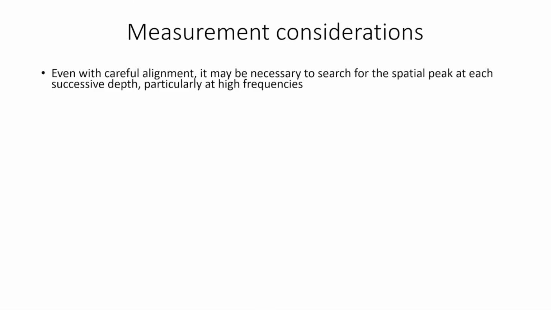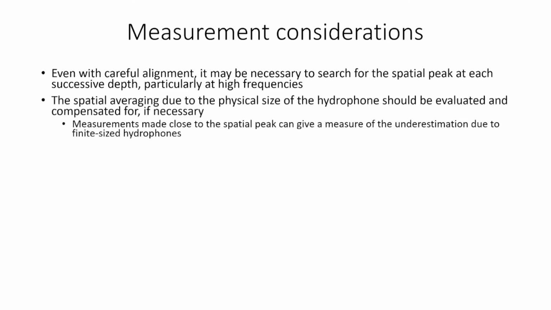This is particularly relevant at high frequencies, where even a very small shift of a quarter of a millimeter could drastically change the output you're measuring. So what we do, especially with high frequencies, is at each depth we'll do a small search left and right to make sure the measurement we're taking is on the acoustic axis and is at the local maximum for that depth. As Dr. Harrell demonstrated in his previous webinar, spatial averaging due to the size of the hydrophone should also be evaluated, and in many cases compensated for.